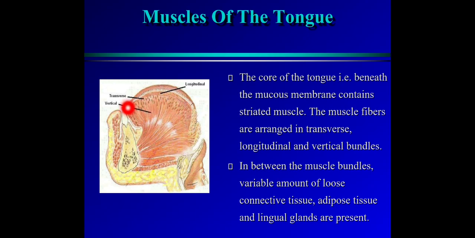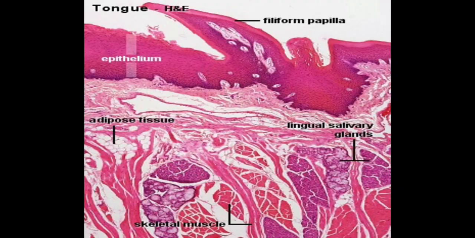These are arranged vertically, transversely and longitudinally. Okay, in between these muscle bundles, loose connective tissue, adipose tissue and the lingual glands are seen. Okay, so this is the gross picture of the muscles. Here is the histological structure showing the tongue and the different muscles seen in it.